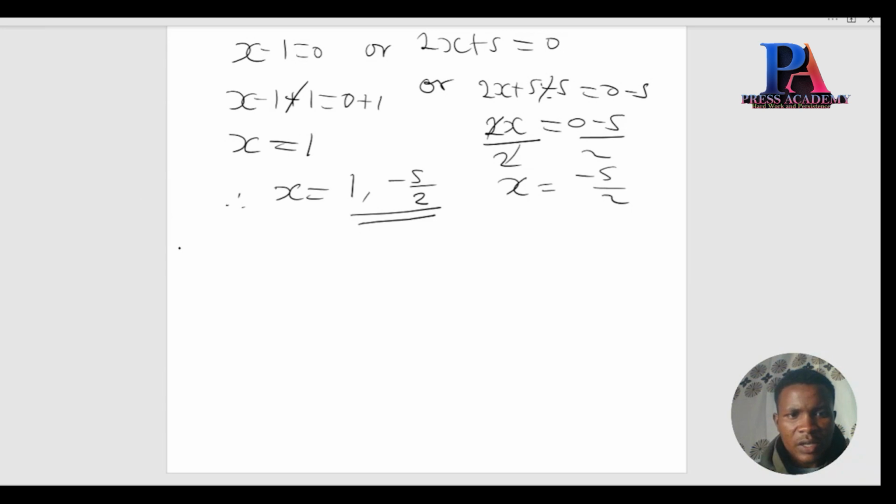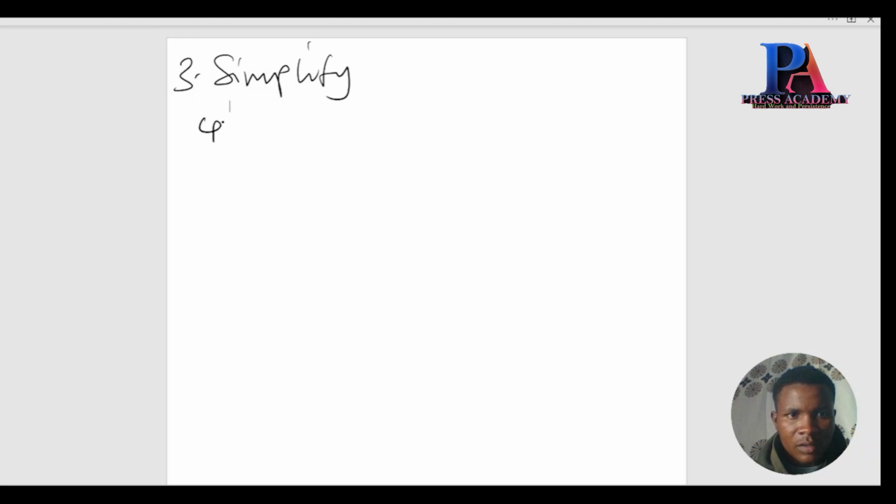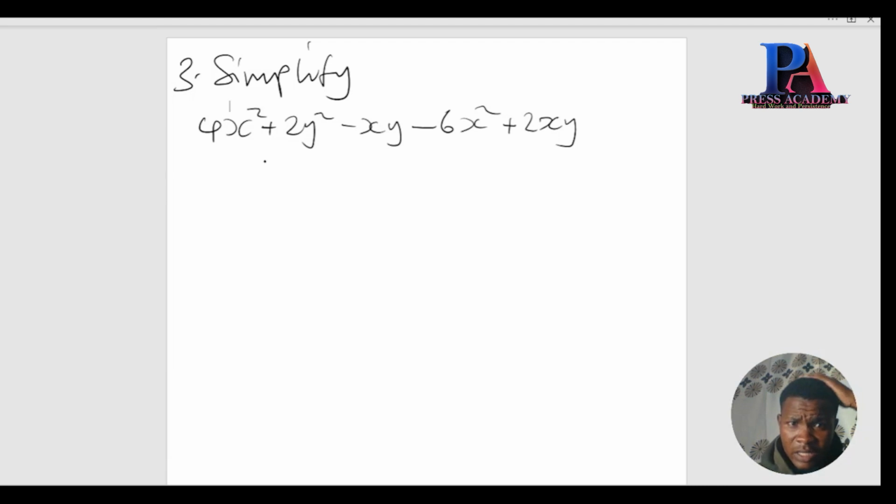The third question says, for question 3, simplify 4x squared plus 2y squared minus xy minus 6x squared plus 2xy. Okay, so this is the expression that they have given us. So now, how do we simplify this one? Now, for this one, we just collect the like terms.